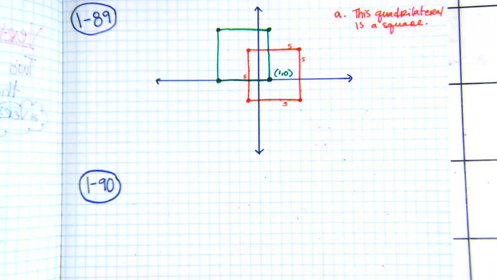1-90 says solve the following problem using any method. Write your solution as a sentence. The length of a rectangle is 5 centimeters longer than twice the length of the width. If the perimeter of the rectangle is 88 centimeters, what is the width? The very first thing you should have done is drawn a rectangle.